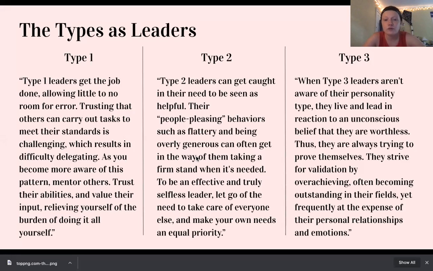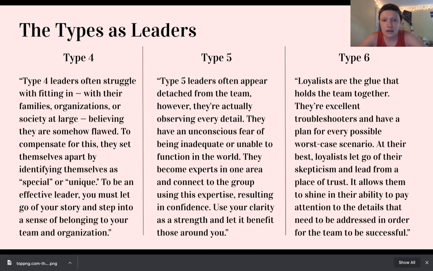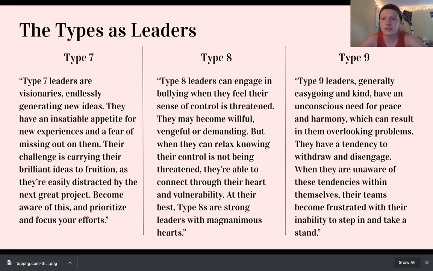So, if you want to read through how your type manifests as a leader, you can take a pause on this screen. This is type 1, type 2, and type 3. On this screen is types as leaders, types 4, 5, and 6. And here are types 7, 8, and 9.